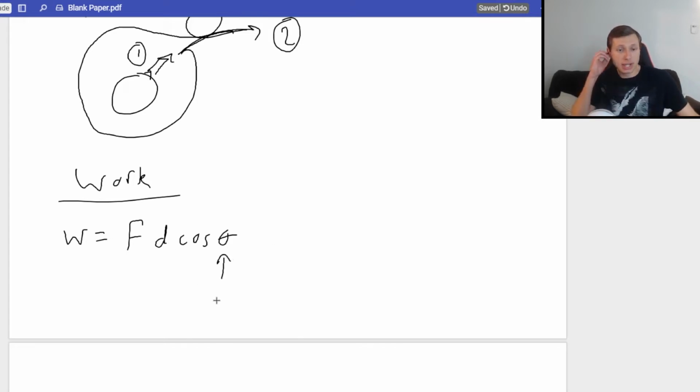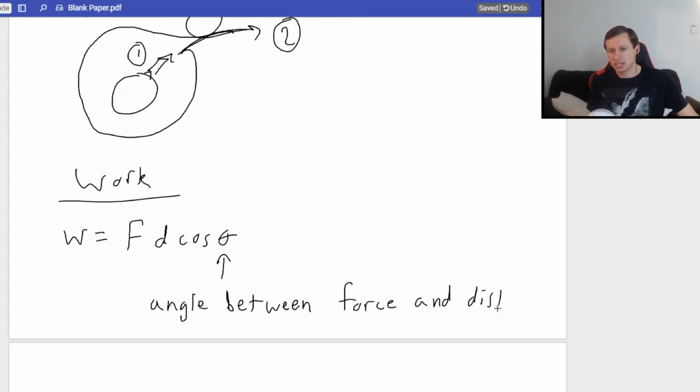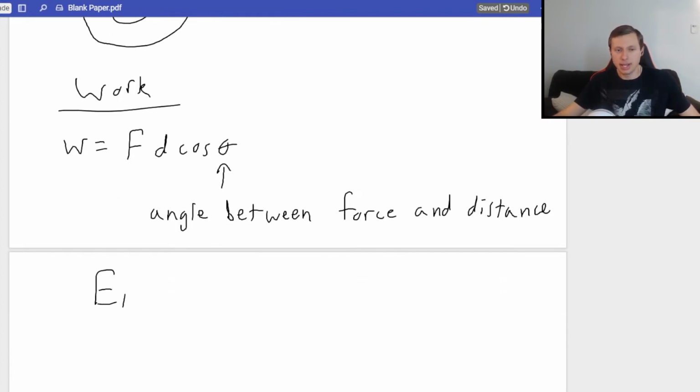This angle theta is the angle between force and distance. And again, we'll look at some example problems later today. But theta is the angle between force and distance. That's it for work. There's one more equation with work, but before we talk about it, we now need to talk about energy, the equations associated with energy.